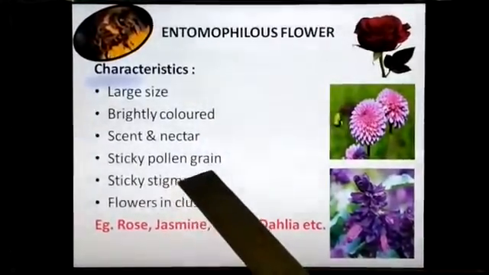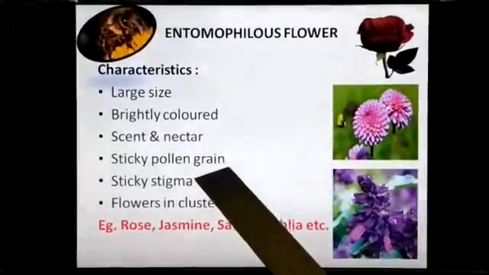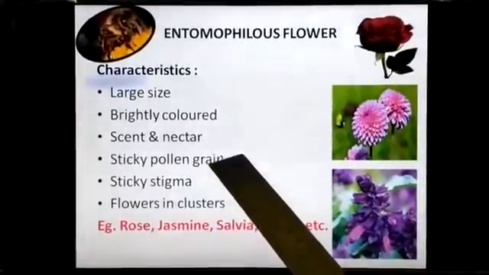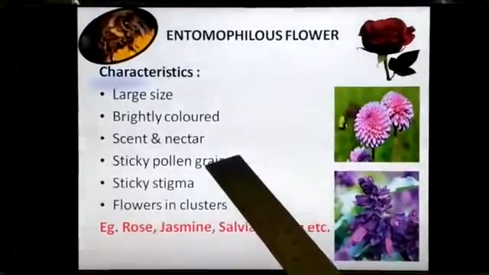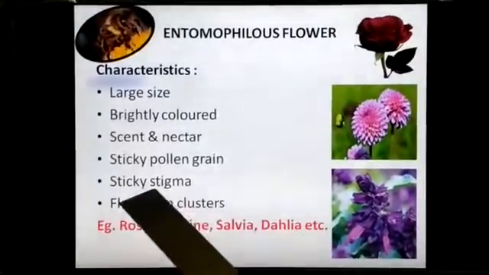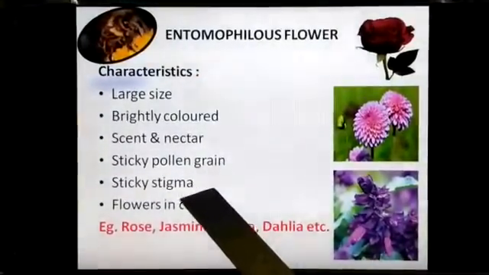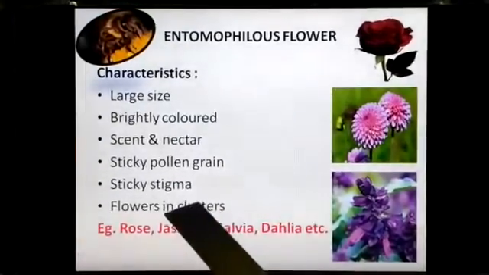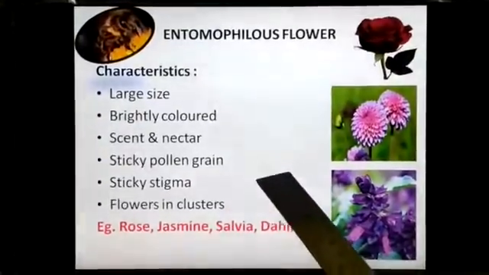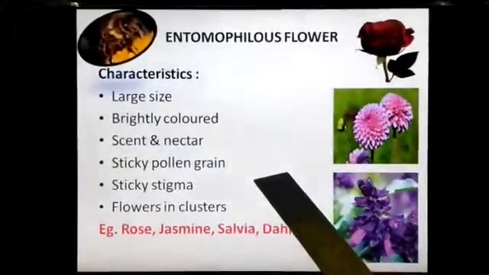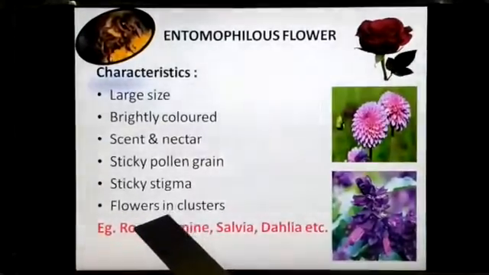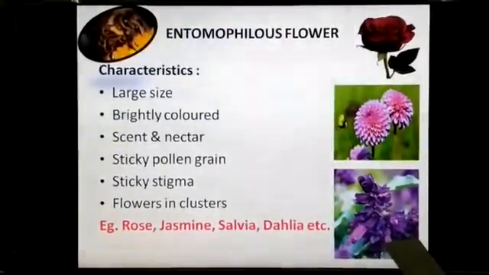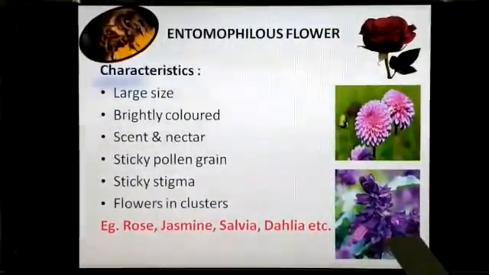Pollen grains are sticky. It is so because when the insects visit the flowers, the pollen grains, due to its sticky kind, stick on the body of the insect. Sticky stigma is also seen in such flowers, so that when the insect carries pollen grains from one flower and goes to visit another flower, the sticky stigma takes the pollen grains on it. And such entomophilous flowers grow in clusters, again so that they can be conspicuously seen and noticed by the insects.